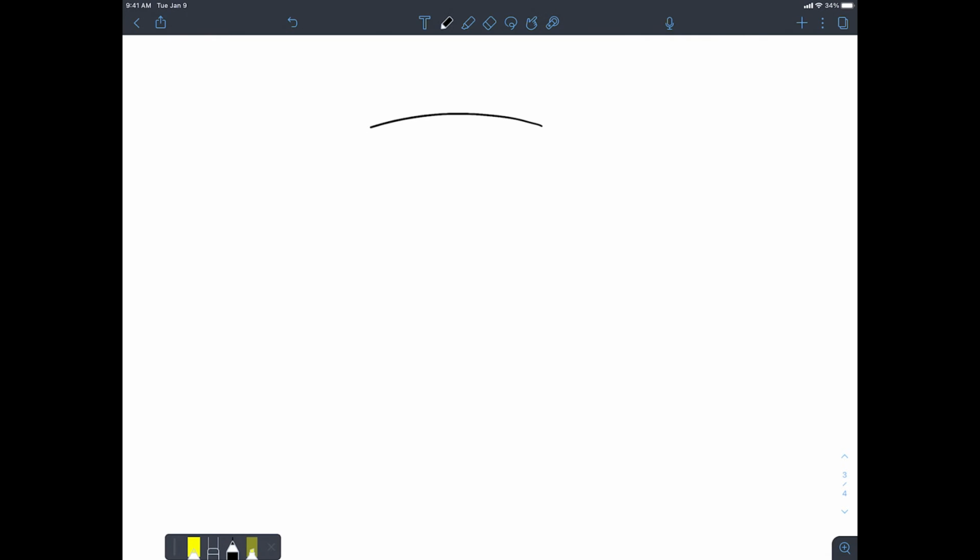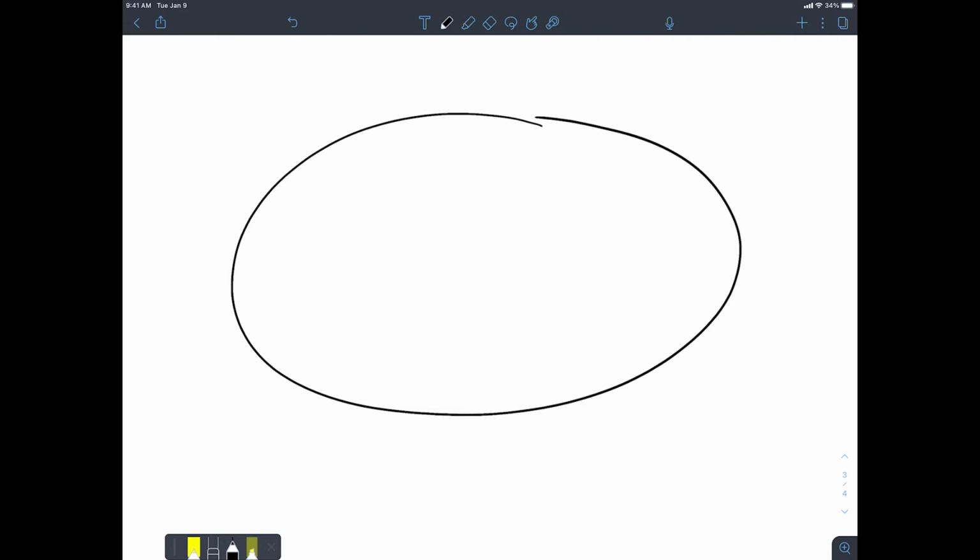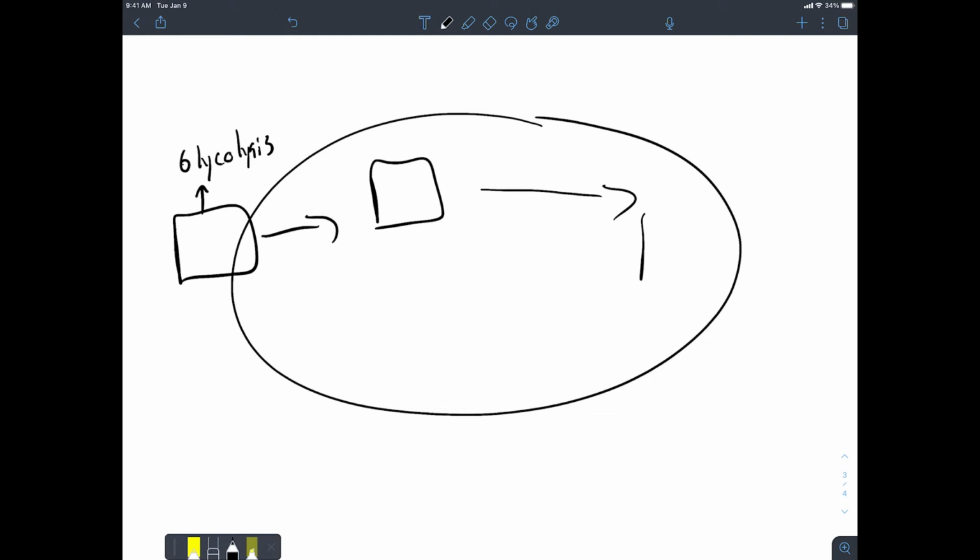When they talk about cellular respiration, we have step number 1, and I'm going to help you out. Step number 1 is glycolysis. Then over here we do step number 2, and then over here is step number 3. The last one is the electron transport chain. This is the Krebs cycle.